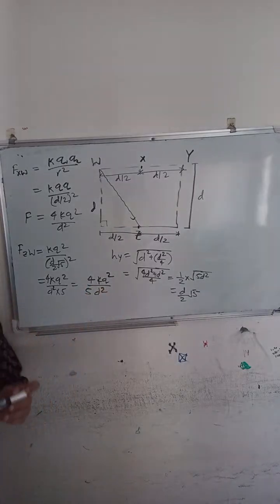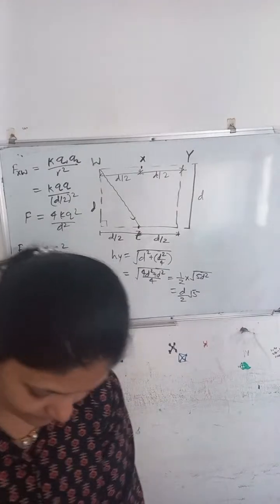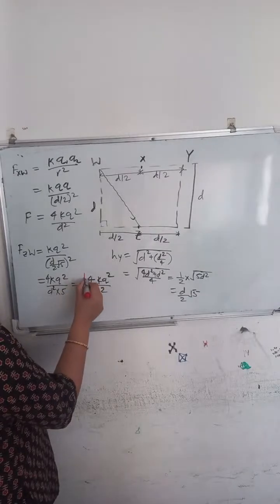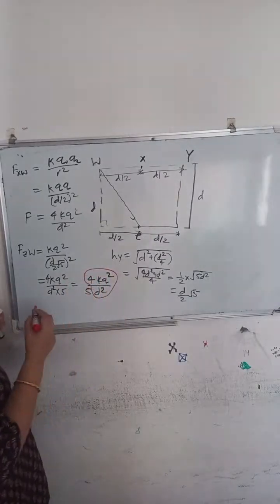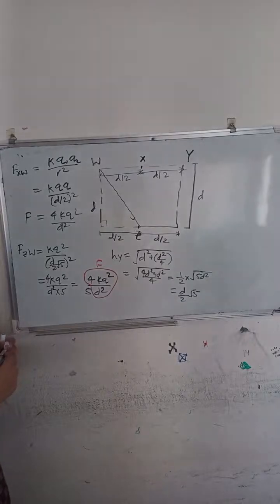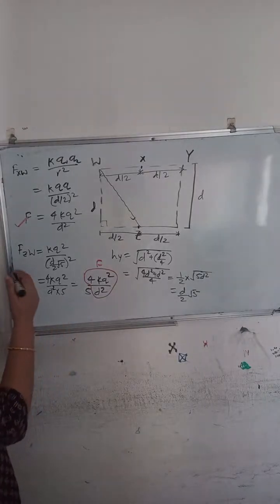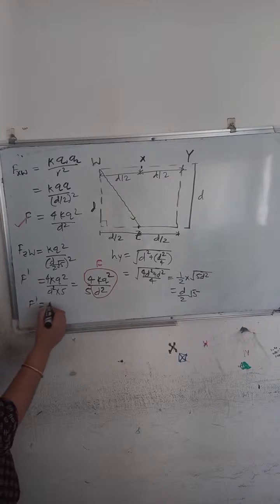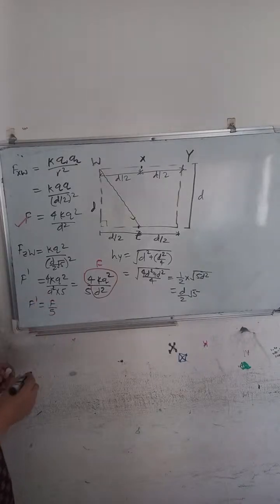Now if you focus only on this part, this is nothing but my force F. You can check this force here: 4kq square by d square, and here 4kq square by d square. This is the force on Z due to W. Suppose I take this as F dash. So I can write F dash is equal to F by 5. So this is the option F by 5. Yeah, option B is the correct option.